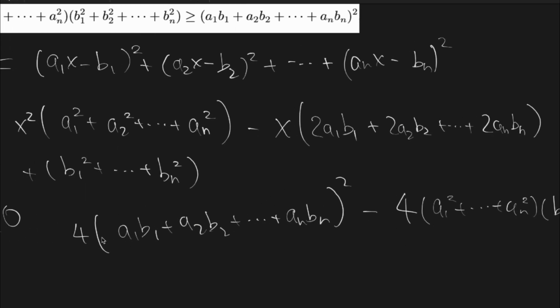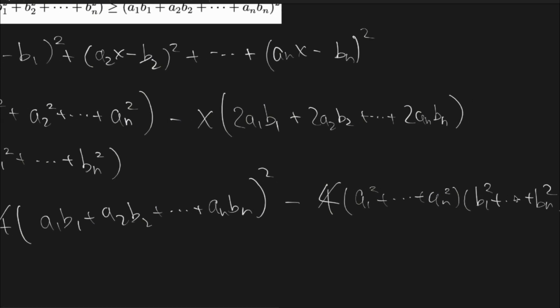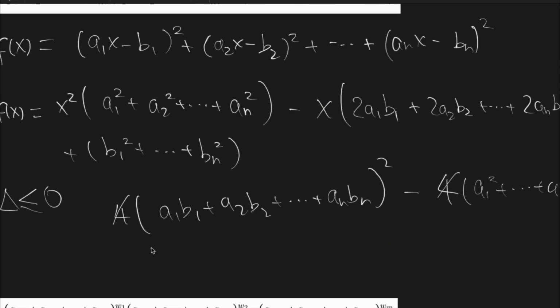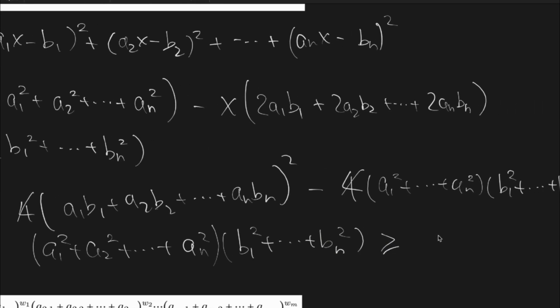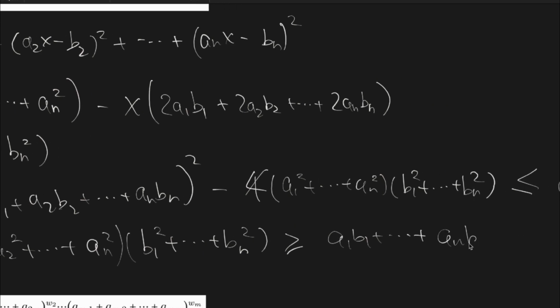So if we cancel out the 4's and rearrange this, then we get that a1 squared plus a2 squared plus dot dot dot plus an squared, multiplied by b1 squared plus all the way to bn squared, will be greater than or equal to this thing right here, which is a1b1 plus all the way to anbn, and then I take the square of the entire expression.